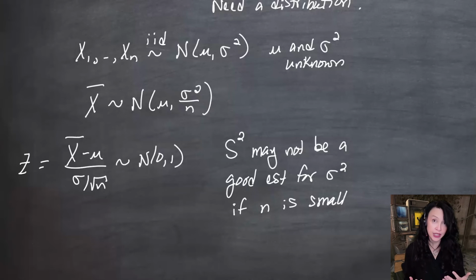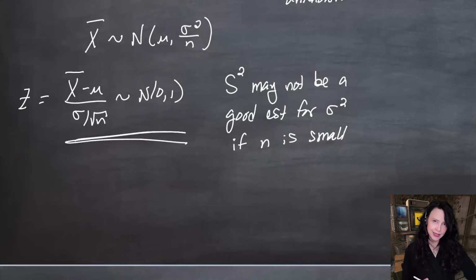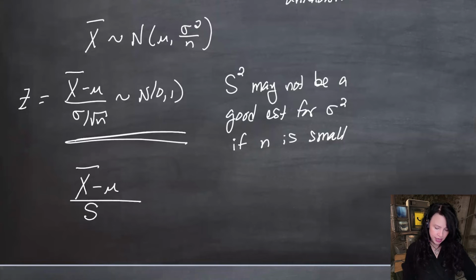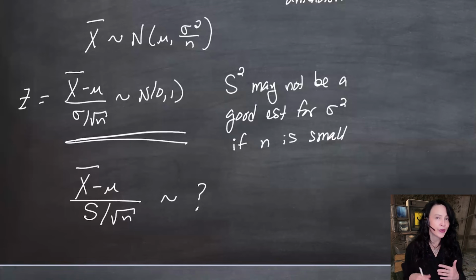And yes, we will eventually get to confidence intervals for the unknown sigma squared. So I do know that this is true, but it's not useful. The question is, if you did replace the sigma by a capital S, how is this distributed? It's not normal 0, 1 anymore, or not approximately normal 0, 1 because of the potentially small sample. So we're going to figure out the distribution of this quantity right now.